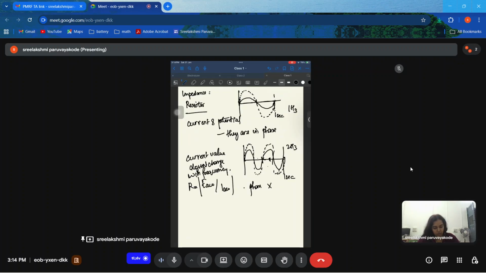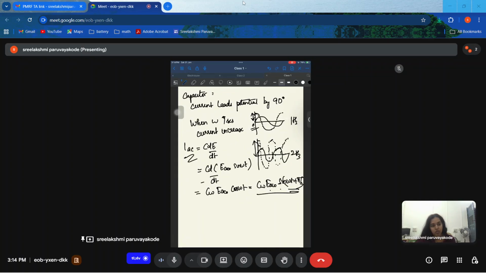Then we came to the impedance. Last class we stopped with impedance. I went through it very fast, so I'll be starting from here. The first one we saw was the resistor, where the current and potential are both in phase. The current value does not change with frequency, and we found that the resistance is EAC naught by IAC naught, and there is no phase difference. Both current and potential are in phase with each other.